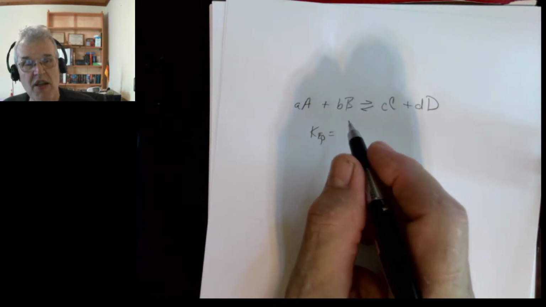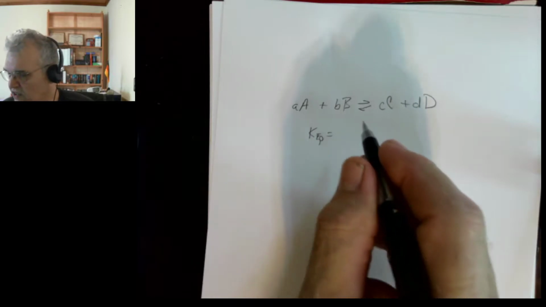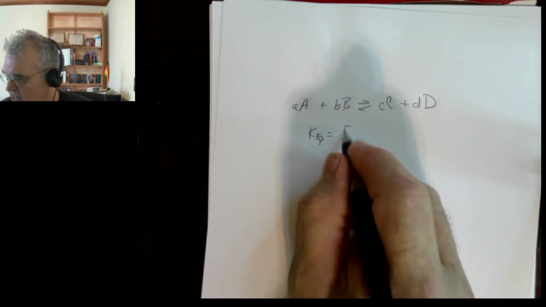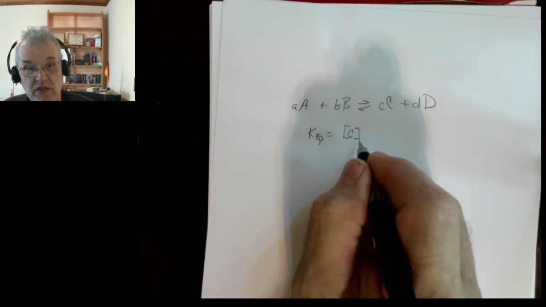Products over reactants. That's like a mantra. 20 years from now, 3 o'clock in the morning, I'm going to call you up and say, capital K, and you're going to have to say products over reactants. So it's products over reactants. That means it is the species concentration of C. The brackets mean species concentration.